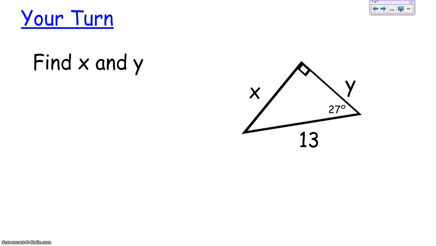Like with previous videos, I'm going to ask you to be able to find x and y. We're also going to have a discussion about multiple ways to solve, because there really are multiple ways to solve these questions based on what we already know about right triangles.